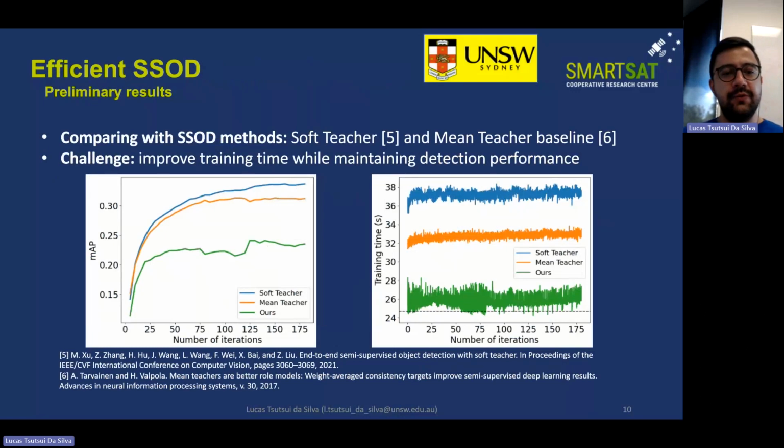This is another problem that we are working on: how to make SSOD methods more efficient in terms of training time. We are developing a more efficient method compared to some existing SSOD methods. And the challenge here is to reduce the training time and maintain the detection performance. The figure on the right shows that our method can actually achieve a lower training time, but the detection performance decreases, as we can see in the left figure.